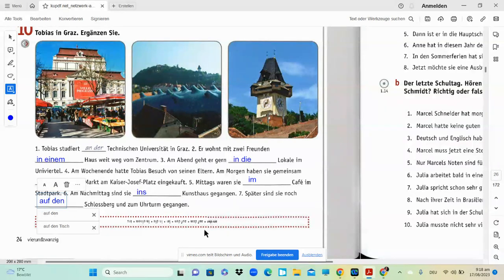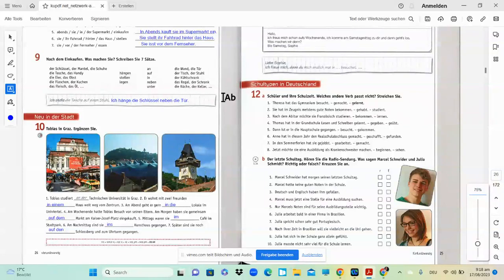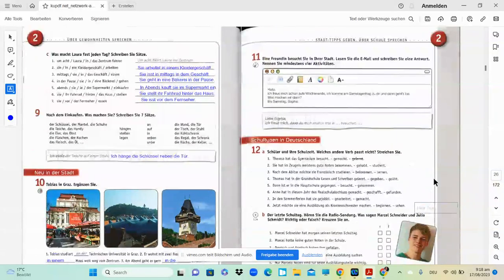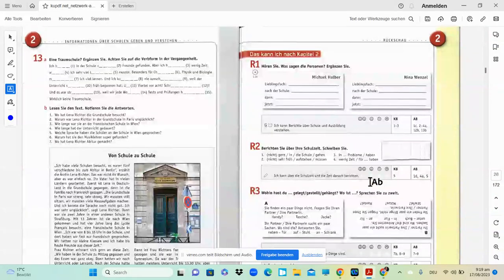Okay, here Uhrturm gegangen. Okay, I hope again this activity is going to be a little bit confusing. That's the reason it's time consuming as well, but you have to practice this once or twice to try understanding this. Okay, let's move ahead with the lighter one now. Let's just hope that we get a lighter activity now.